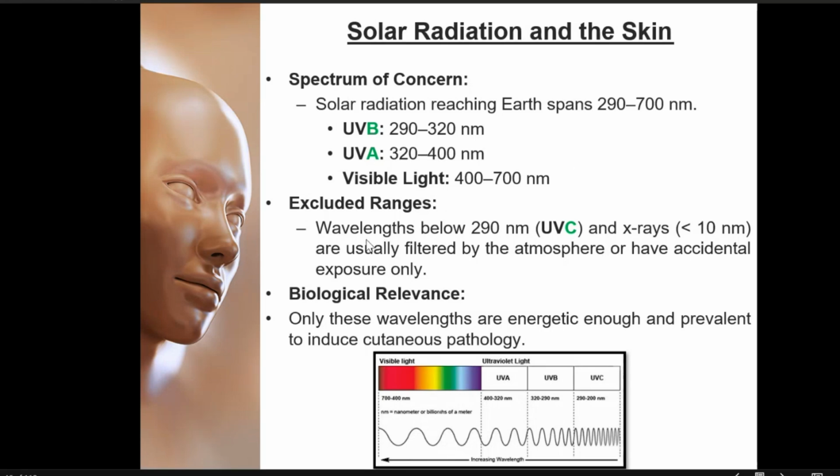So wavelengths below 290 nanometer are normally filtered by the atmosphere, and they do not cause any toxicity on the skin. Only these wavelengths are energetic enough and prevalent to induce cutaneous toxicity. So the wavelength between 290 and 700 only produces toxicity on the skin. Below 290, it cannot produce any toxicity on the skin.